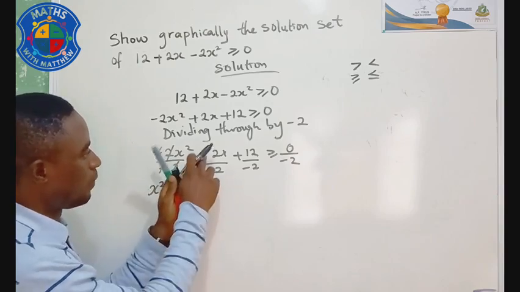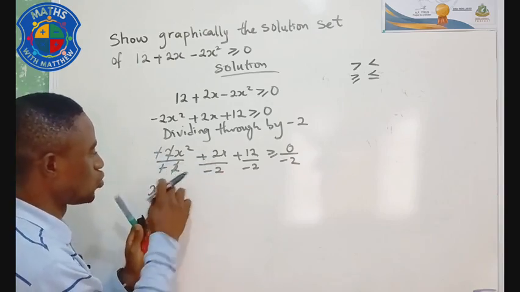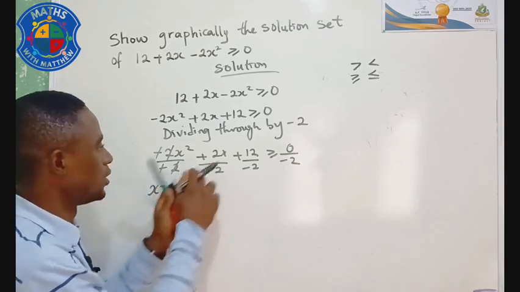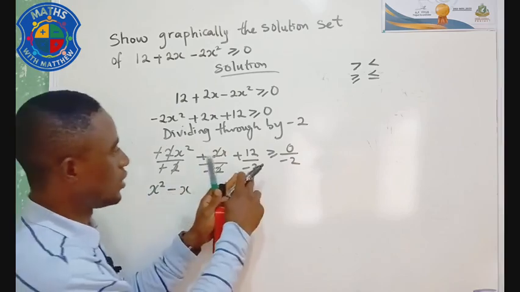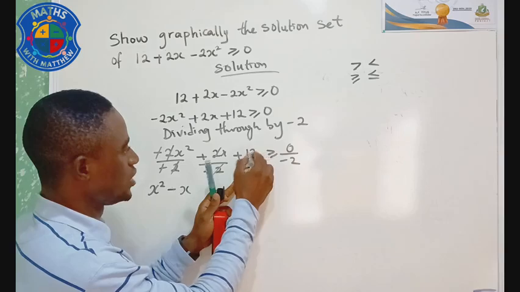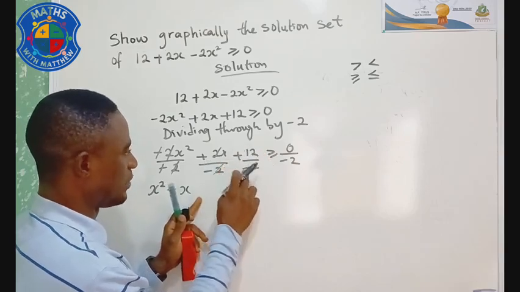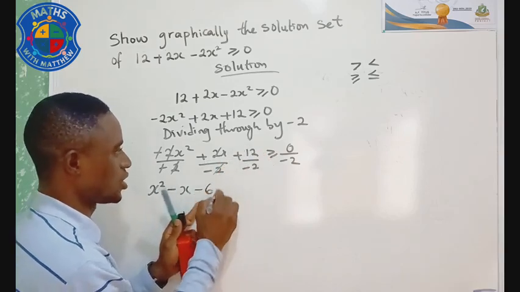Now look at this. Plus divided by minus will turn to what? Will turn to minus, right? So then we have 2 cancelling 2, we have minus x. Now look at this. 2 here 1, 2 here 6. So plus divided by minus is giving us minus 6.